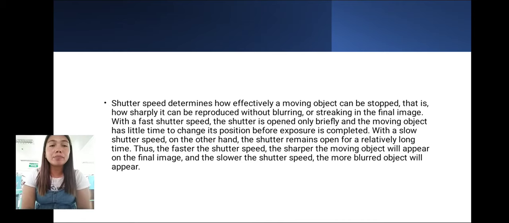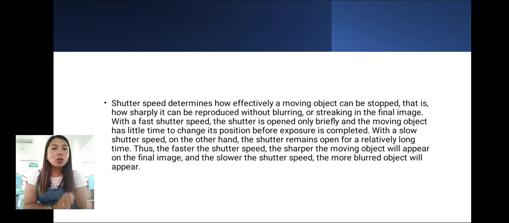Okay, shutter speed determines how effectively a moving object can be stopped. That is, how sharply it can be reproduced without blurring or streaking in the final image. With a fast shutter speed, the shutter is open only briefly, and the moving object has little time to change its position before exposure is completed. That's why if you want a sharp image of a moving object, you need to set your dial to a fast shutter speed.